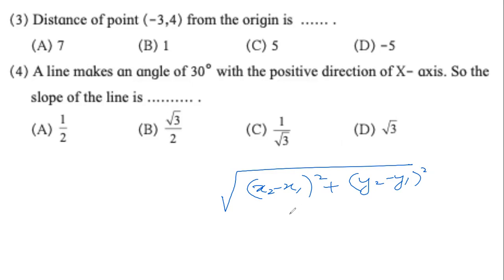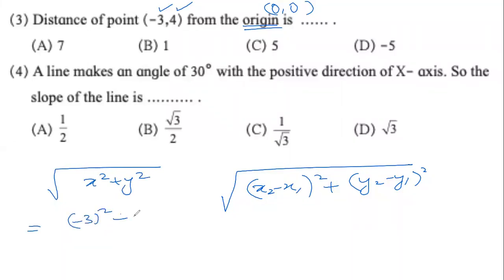So when we do this, we need 2 points, (x1, y1) and (x2, y2). We have one point here. The other point is the origin. Origin means 0, 0. These are the coordinates of the other point. So we can use a simpler formula, which is the square root of x square plus y square. So it will be -3 square plus 4 square, which will come to 5.